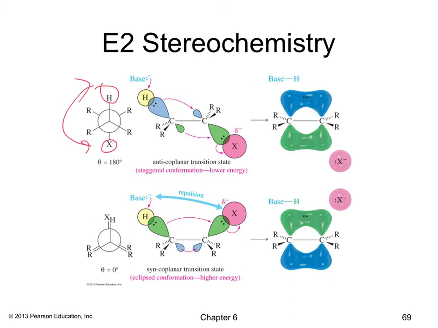If you compare it to the other conformation, syn coplanar, in which you're overlapping and you're seeing eclipsed interactions, where the hydrogen and the halide are right on top of one another, if a base comes along here and tries to pluck that off, you're going to get repulsion with the halide. So this is unlikely to occur in forming the alkene. So this is not what will happen.